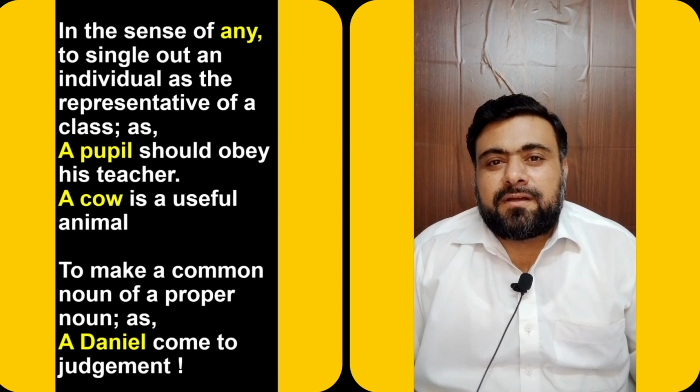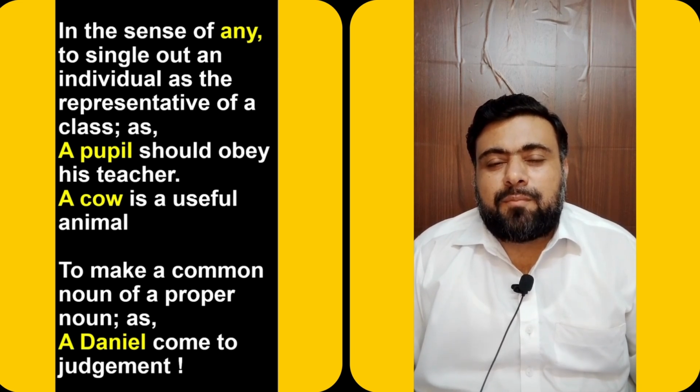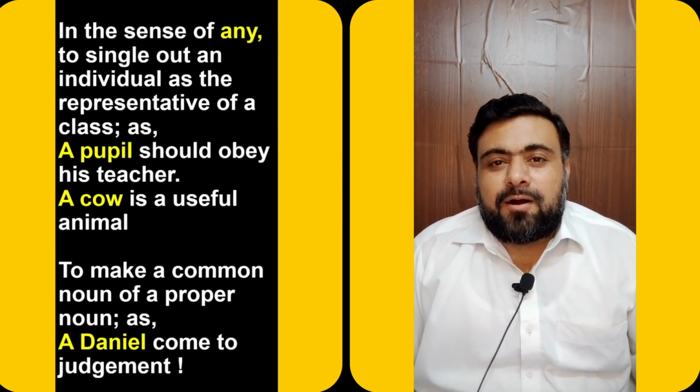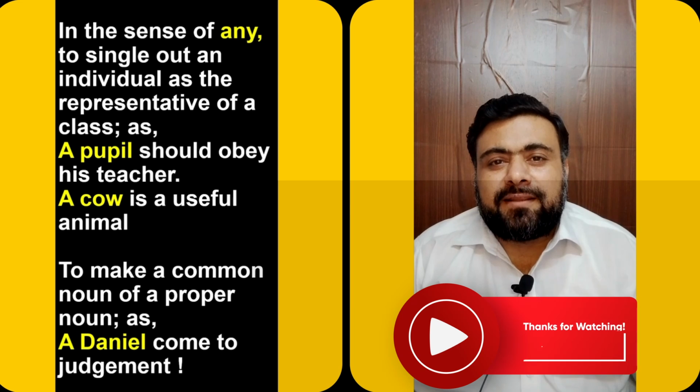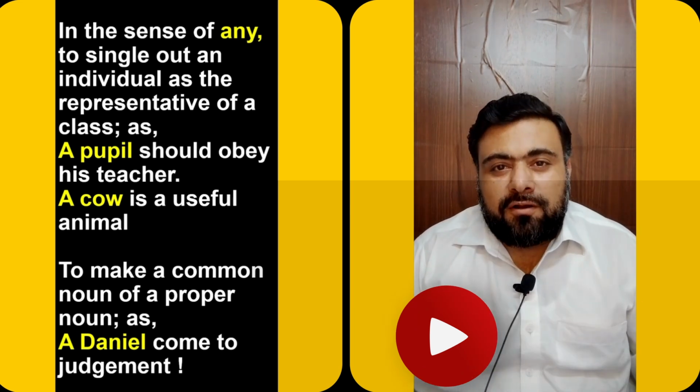It means Einstein is a proper noun, but now I can mean anyone by saying an Einstein. It can mean any person when I say an Einstein. When I use an indefinite article, a or an, with a proper noun, I turn that proper noun into a common noun. That's all for today.